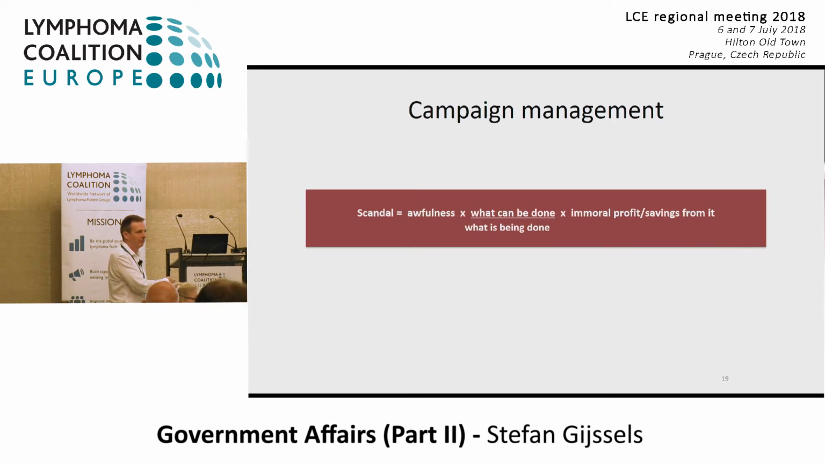campaign slogan from Greenpeace. And I like it because it's very telling. Greenpeace uses this equation to evaluate which campaigns they're going to put money in, and when they brainstorm about what to do. They say a scandal is the awfulness of something, times what can be done and what is being done about it, times the immoral profit generated from it. So something is awful, like killing baby seals with baseball bats.